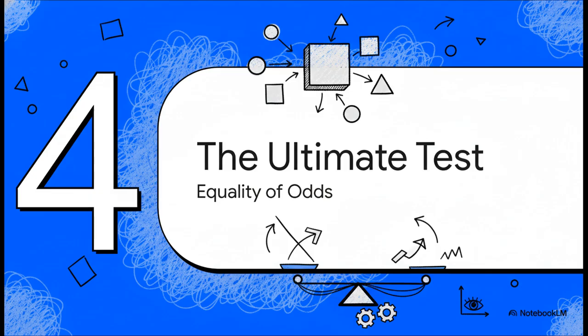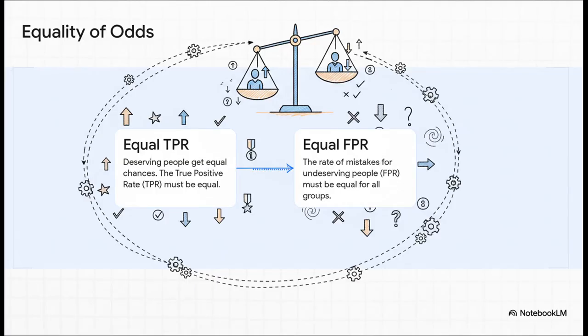And what it does is it takes the best of what we've already seen and combines it into one really powerful definition of fairness. So, for a model to achieve equality of odds, it has to meet both of these pretty demanding conditions at the exact same time. It's not enough to be fair to the people who deserve a yes. It also has to be fair when it makes mistakes about the people who deserve a no.